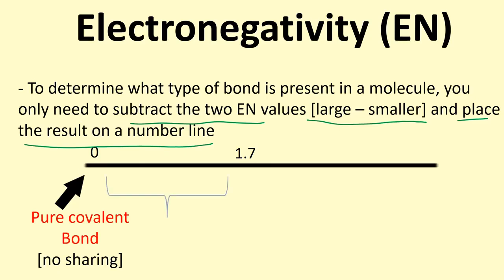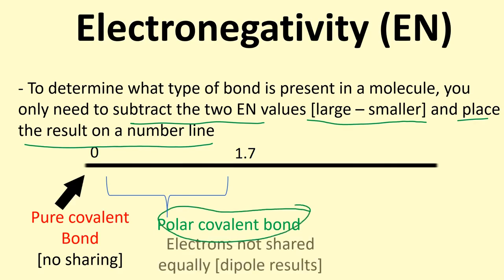Now the most interesting range is going to be this range here from 0 to about 1.7. So when you subtract and you get a number in that range, it's going to be what's called a polar covalent bond. This whole lesson on electronegativity is really about this particular one. So what this means is that electrons are not shared equally in a bond, and a dipole exists. So that dipole I drew on one of the previous slides, that would be a polar covalent molecule, or a polar covalent bond for that molecule.